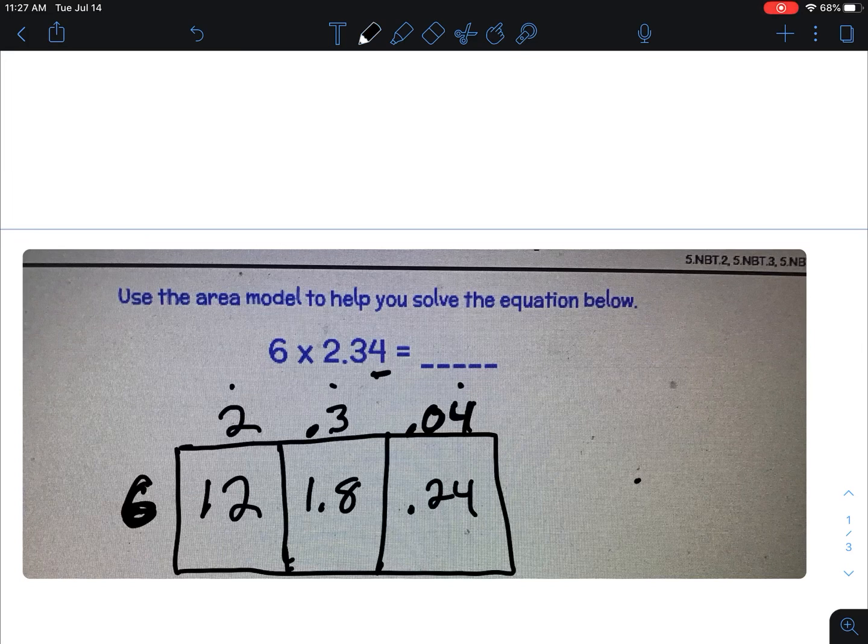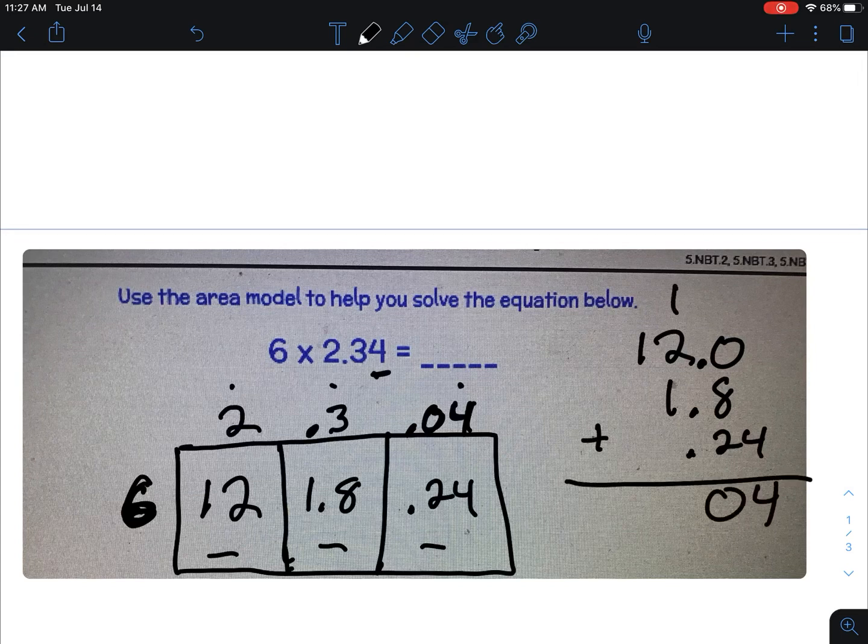Remember, with the area model, once you've done the multiplication, now I want to add this number and this number to get my total. So I stack my numbers. Keep in mind here, a whole number has an invisible decimal point after it. So it's 12, 12.0. Now I can stack my 1 8/10, lining up the decimals, and 24 hundredths. I add, and I get 14 and 24 hundredths.